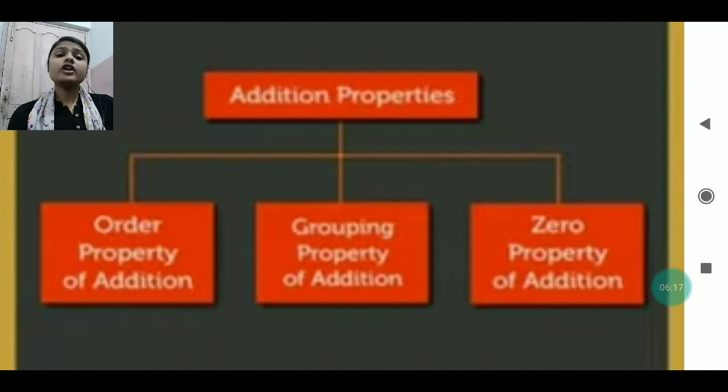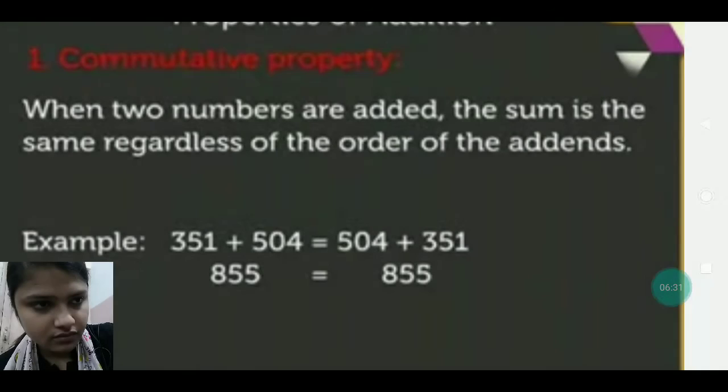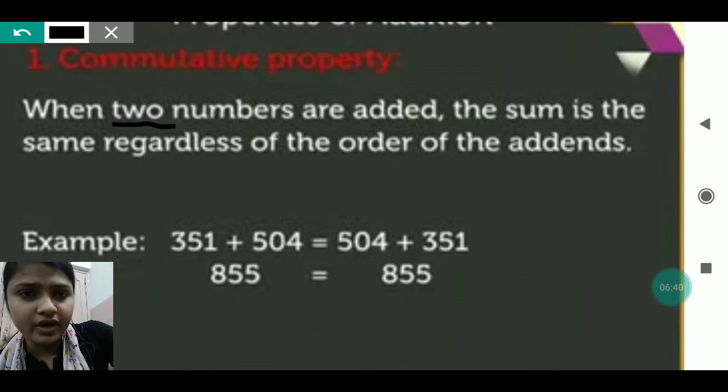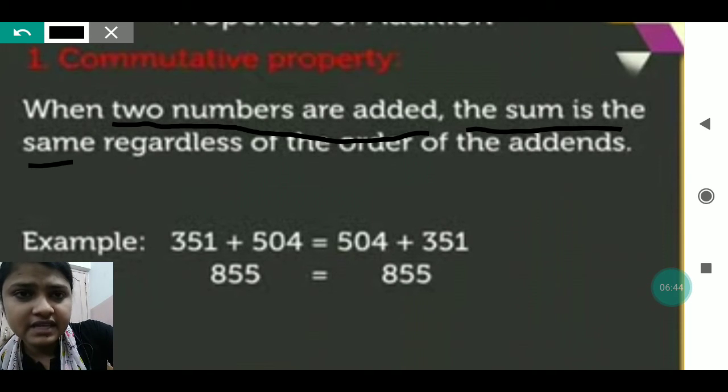Order property of addition, grouping property of addition, and zero property of addition. These are the three properties of addition which I am going to discuss with you. See, first is the commutative property. When two numbers are added, the sum is the same regardless of the order of the numbers.